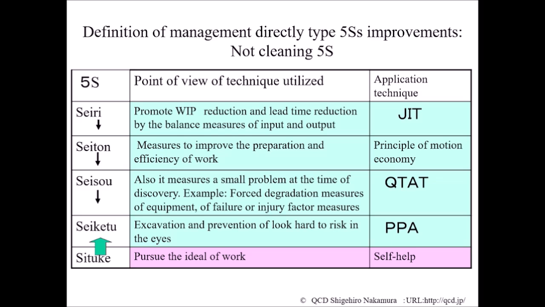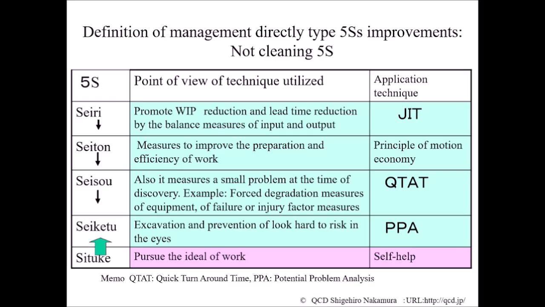Currently 5S is a world-famous method. However, there are two types of 5S. One is beautification 5S for the purpose of beautification, and as a result of improvement, there are no problems and beautification can be obtained. And the other is what Mr. Nakamura has been promoting. This is the latter, improvement 5S, which is directly linked to management. The definitions are as shown in this table.